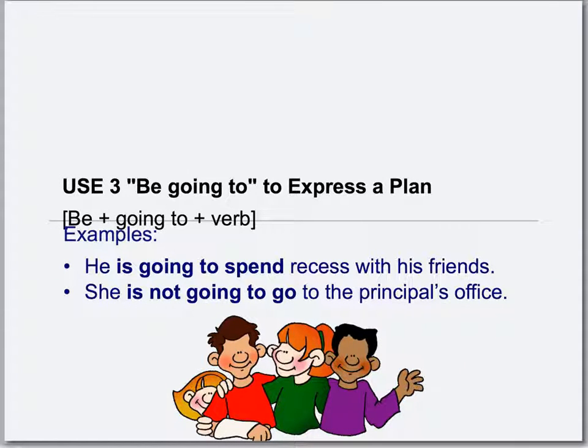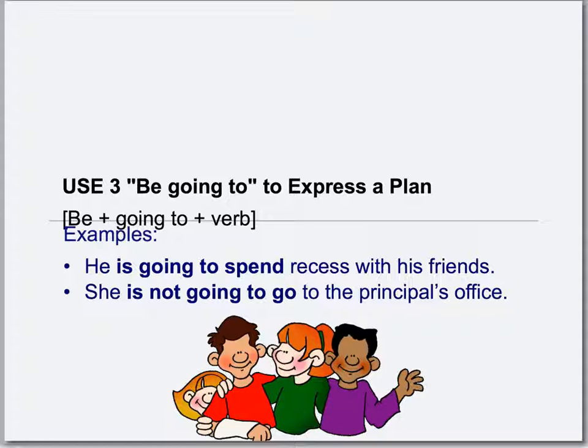Using be going to express a plan. Be going to expresses that something is a plan. It expresses the idea that a person intends to do something in the future. It does not matter whether the plan is realistic or not. To use be going to express a plan, you use be in addition to going to plus a verb. For example, he is going to spend recess with his friends. Is, a form of the verb be, is accompanied by going to, accompanied by the verb spend.